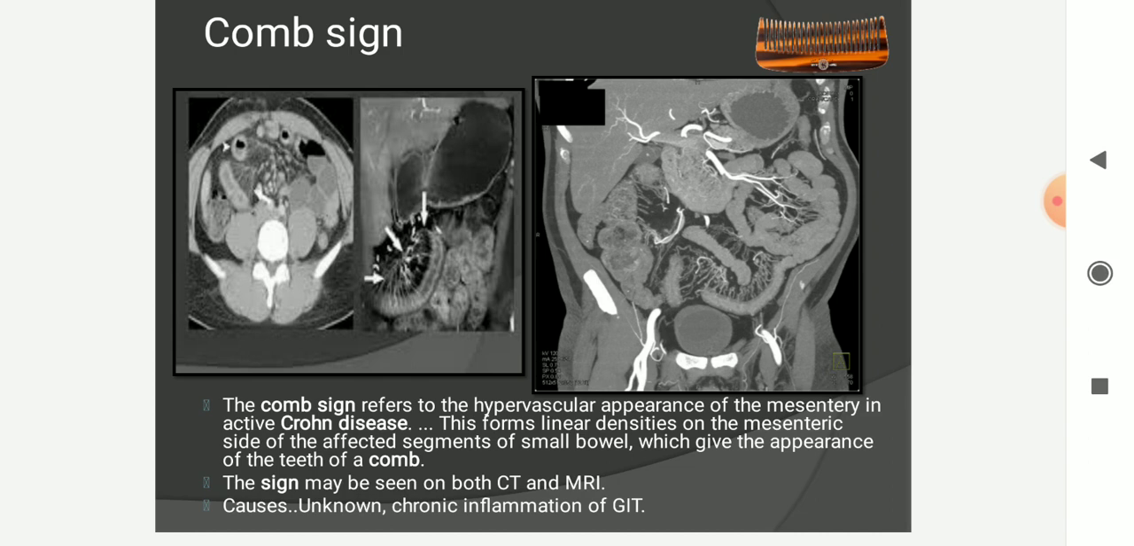The sign may be seen on both CT scan and MRI. Most commonly the cause of Crohn's disease is unknown, and Crohn's disease is a disorder of your GIT that can affect your whole GIT from your oral cavity to the rectum. So we can say that it is due to chronic inflammation of the GIT tract.